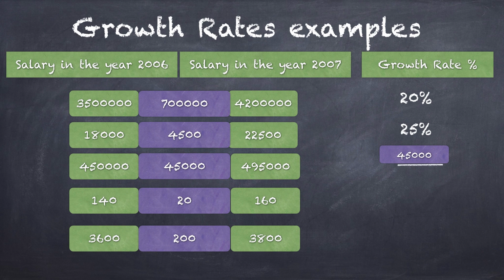For the next one is going to be 45,000 divided by 4,50,000. This should be an easy calculation. It cancels out to 1 by 10. So 1 by 10 into 100 gives me 10%.